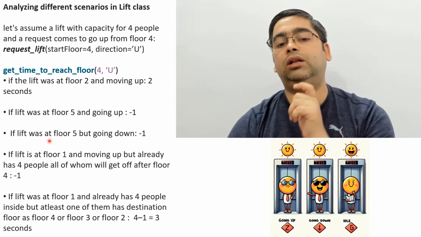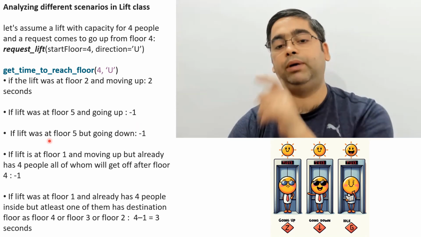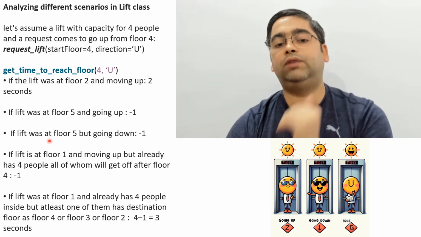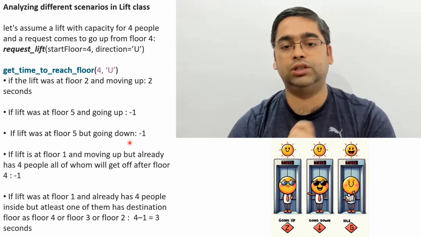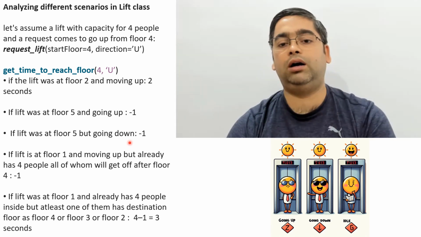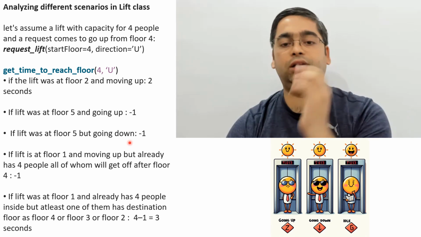That is invalid for this request. Now let's suppose another lift which is at floor 5 but was going down, or was at floor 4 but was going down. So those lifts can also not be assigned to this request. Why? Because they are moving in a different or opposite direction, and you cannot change the direction of a lift.